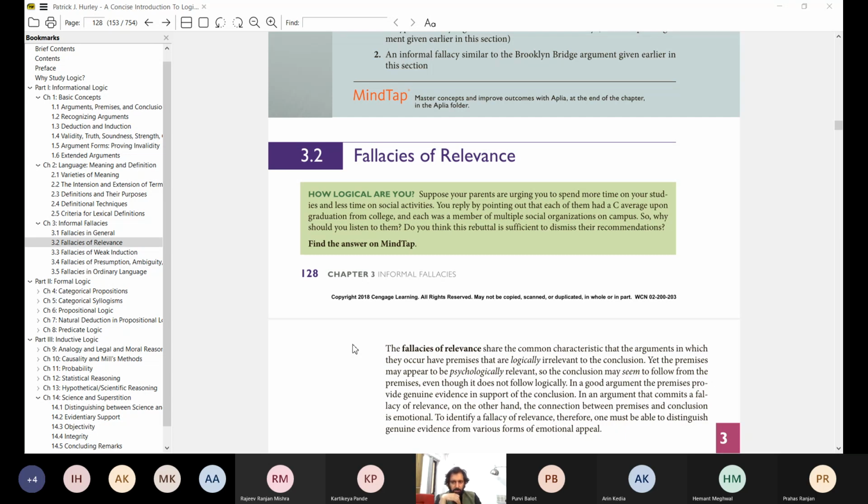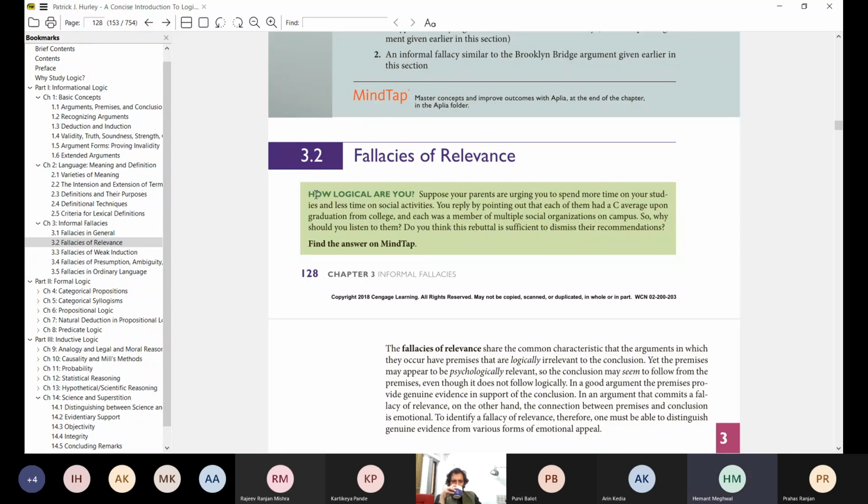Let me start into that question by asking somebody to read this passage. How logical are you? Anyone? May I go? Yeah. From where? How logical are you? Yeah, just that.